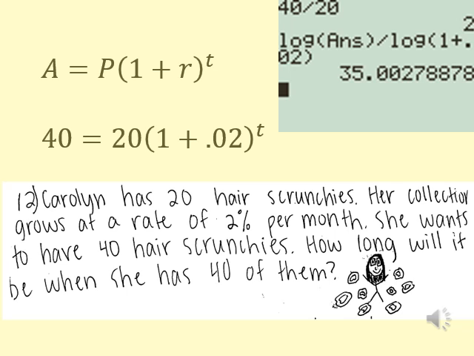So the formula on this one, we've got 40, the number she wants in the end, equals 20, which she starts with, times 1 plus 0.02 to the t power. You're going to divide 40 divided by 20, of course that's 2. You take the log of that 2, divided by the log of the parentheses, 1.02, and what you end up getting is basically 35 months. When you have those general growth problems, if you were labeling your answer, it's always whatever the unit was in the problem, so here it is months.